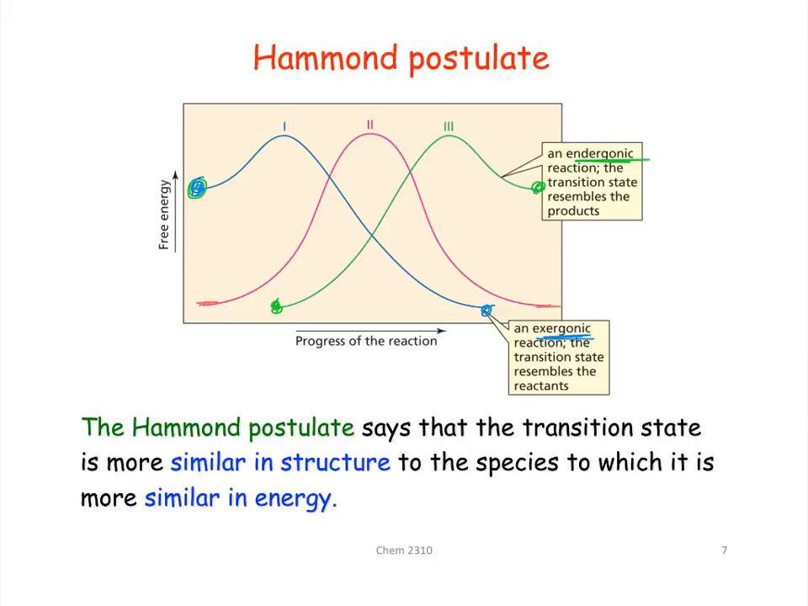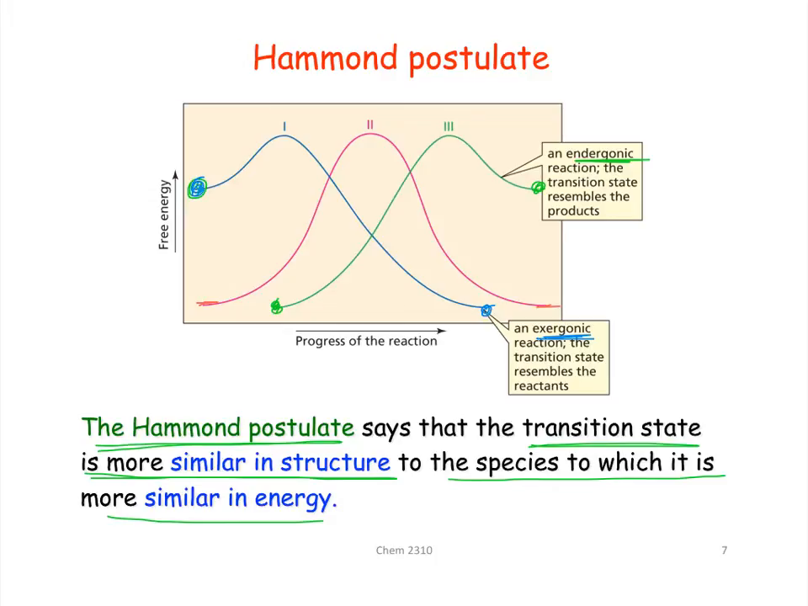All right, so there's a rule, or it's called a postulate, the Hammond postulate, that tells us how we can relate the reaction profile, the thermodynamics, to the kinetics, to the rate of the reaction. So the Hammond postulate says that the transition state is more similar in structure to the species, reactant or product, that is more similar to it in energy.